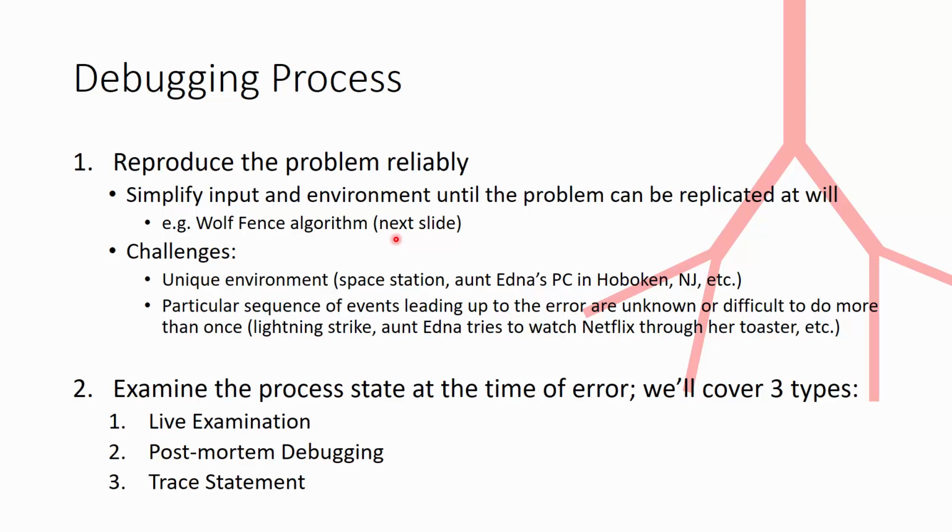So once you can reproduce the problem, we're going to try to examine the state of the process at the time of the error so that we can see why it crashed and died and then fix it. And we're going to look at three different types of examining the process state. First of all, live examination of what's going on, post-mortem debugging, so after the failure debugging, and then trace statements.